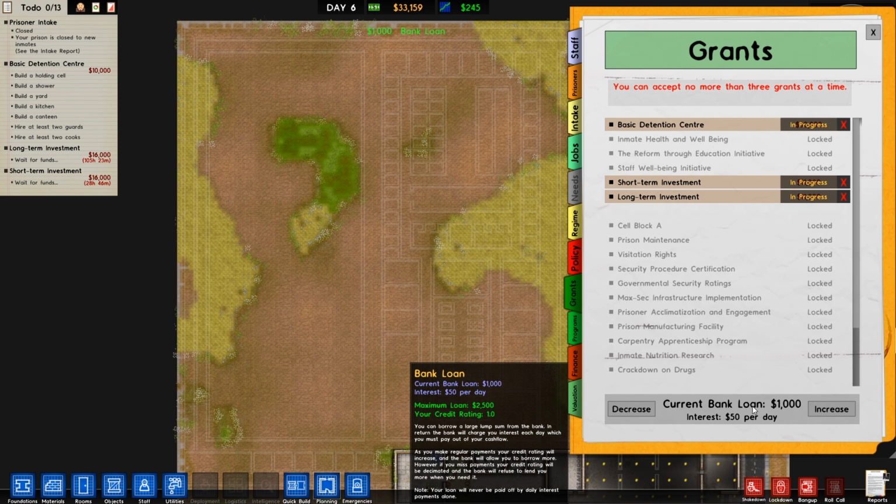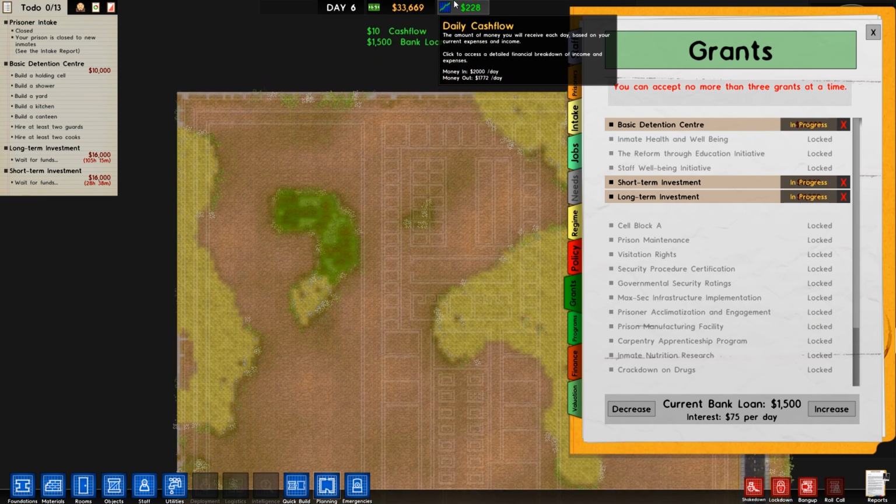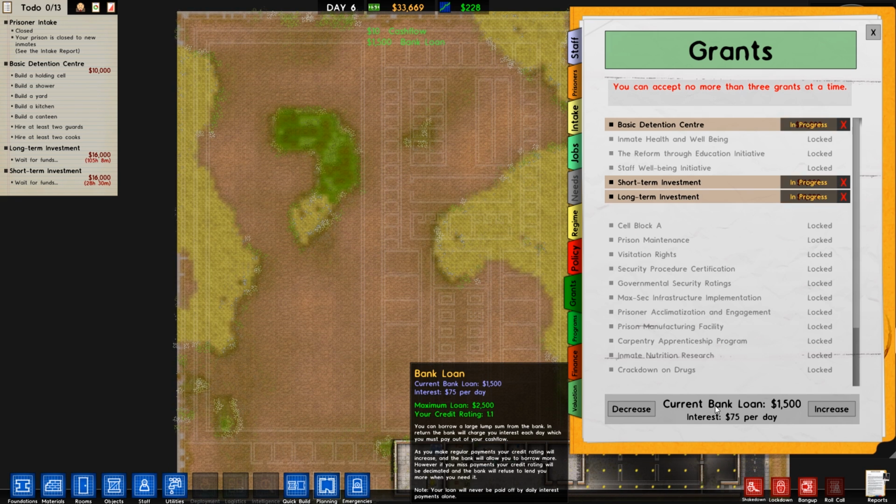And the reason you want to do that is, although as you can see it is decreasing our cash flow, it's also increasing our credit rating, which will give us a higher loan amount, and I think you can go up to about 25,000. Might even be more. But we'll do that. We'll increase our loan to that, and then we'll pay it all back. So yeah, we'll see how we get on.